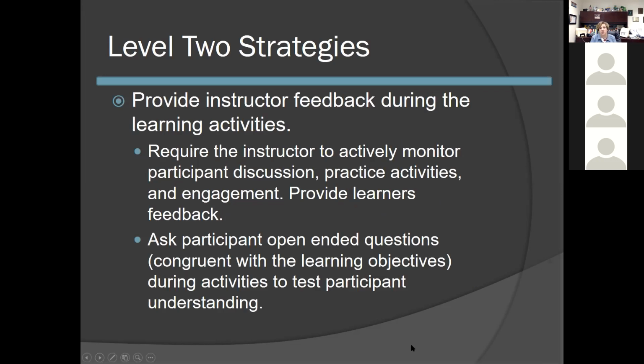You could also provide instructor feedback during the learning activities. So this is where your instructor is monitoring that discussion, the practice activities, the engagement, and you provide that feedback at that moment. One of the things, so when I go and teach the Real Colors Personality Inventory, one of the activities in that is you get together in your dominant personality color and you talk about your wants, needs, desires, and joys, or whatever.